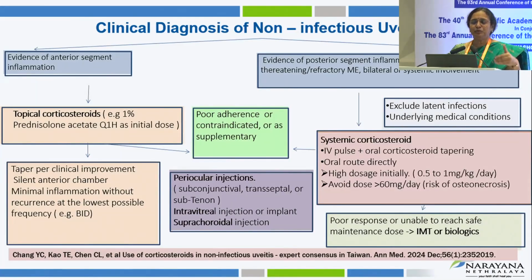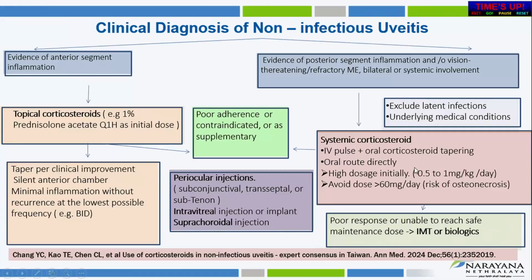This is a flow chart showing the management of anterior segment inflammation. We use topical steroids. If there is posterior segment inflammation, we exclude latent infections and treat with systemic steroids. If there is a poor response, we switch over to immunosuppressive drugs or biologics.